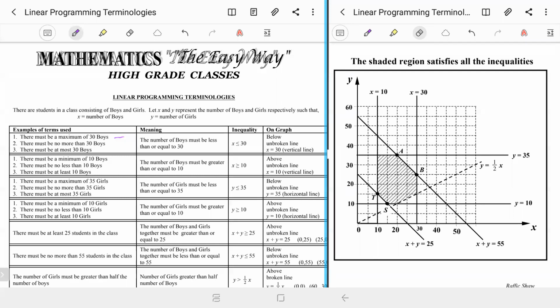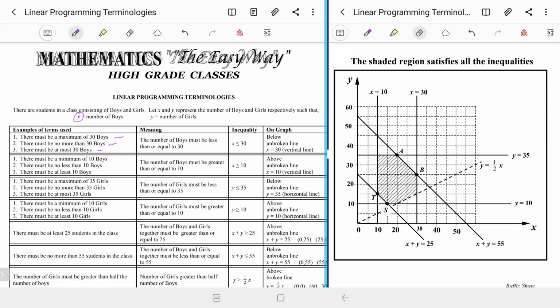So the number of boys, which is X, cannot be more than 30. It can be 30 or less. Another way of saying that is there must be no more than 30 boys. That's the second statement, saying the same thing. There must be no more than 30 boys. Another way of saying the exact same thing is there must be at most 30 boys.